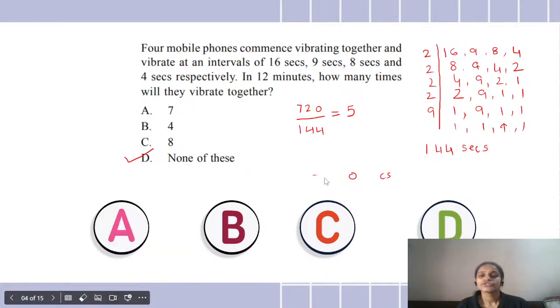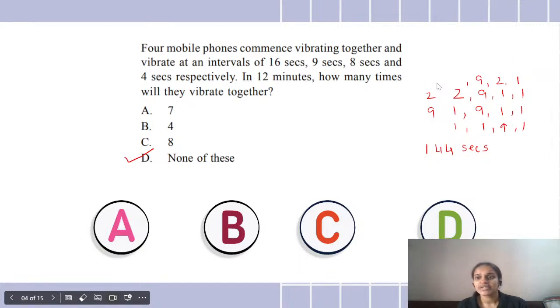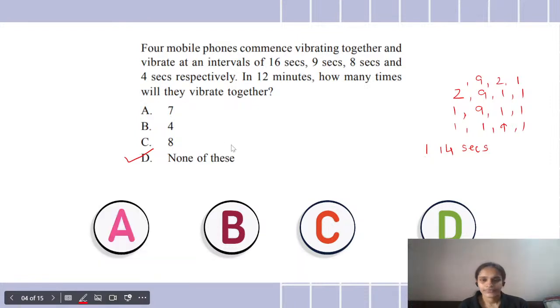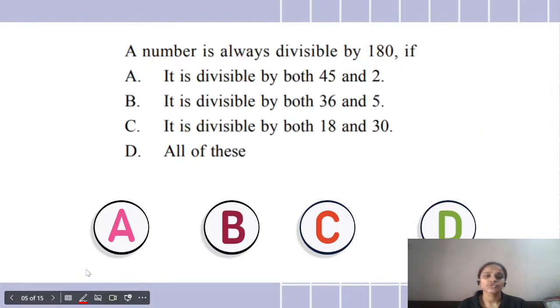Okay. All right. So this was how we found out how many times in 12 minutes did they all vibrate together? So they vibrated 5 times in 12 minutes at the same time. Okay. All right. Great. Now let's move on to the next one.